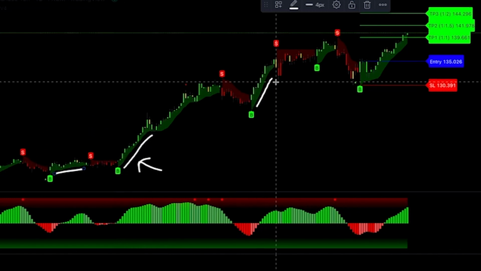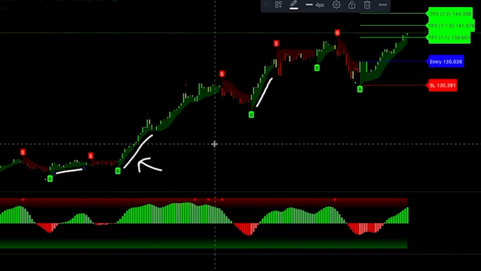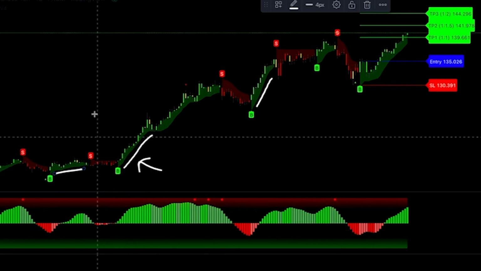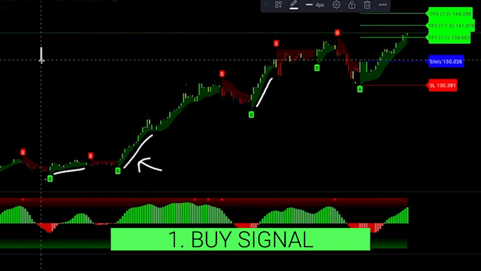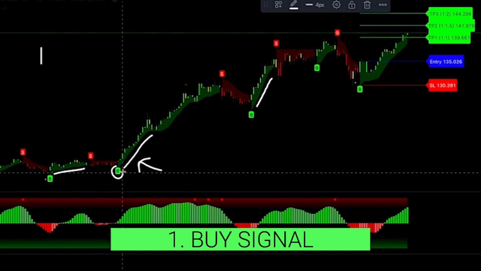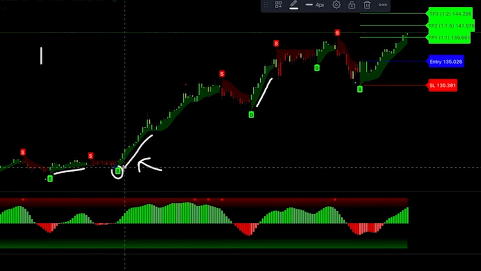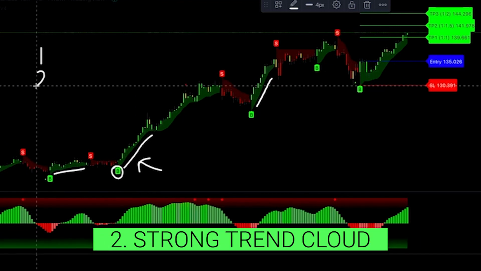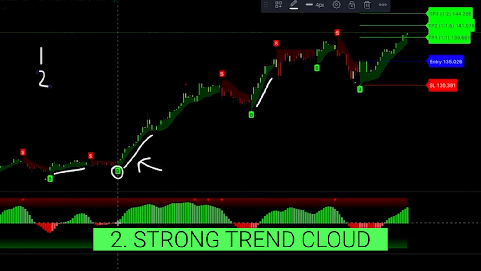Now, the basic strategy we utilize for the software is something we call the 4-for-4 strategy. That essentially means that, number one, we want to have a buy signal. Get the buy signal here. Number two, we have a strong positive trend cloud, and that gives us our second trend confirmation.